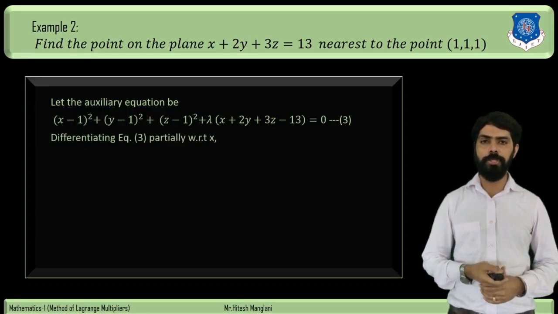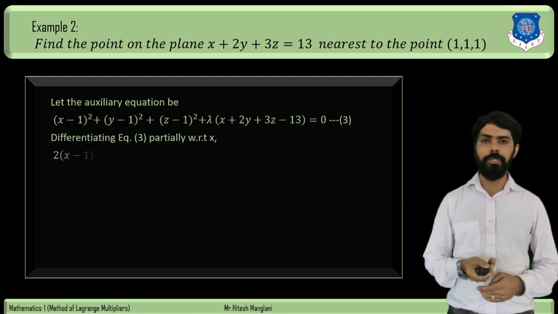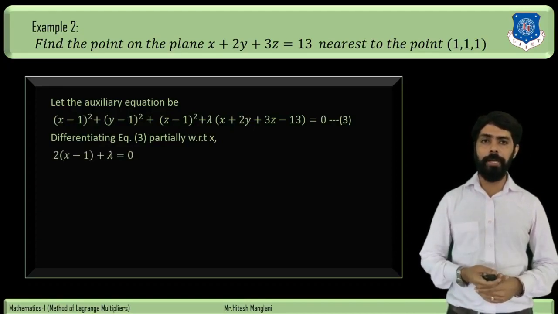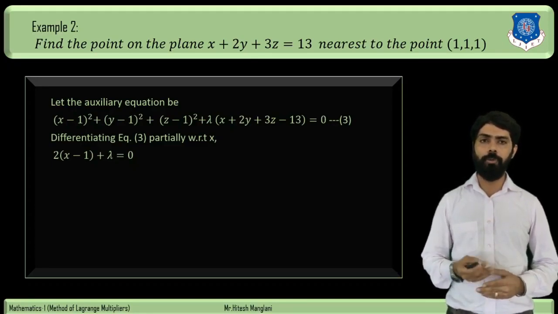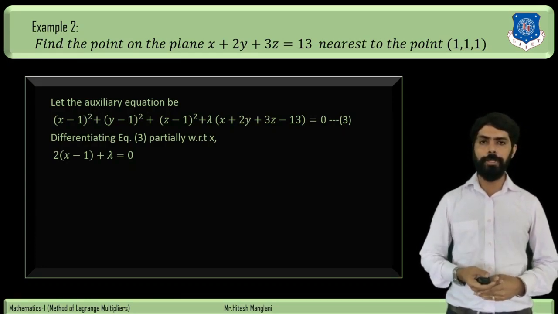So here the first term is (x minus 1) whole squared. If we take the partial derivative of this term with respect to x, then it will be 2 in bracket (x minus 1). Now think about the second term here. The second term is (y minus 1) whole squared, and we are partially differentiating with respect to x. So y and z are constant, so the derivative of the second term will be 0. Same way, the derivative of the third term will be 0.